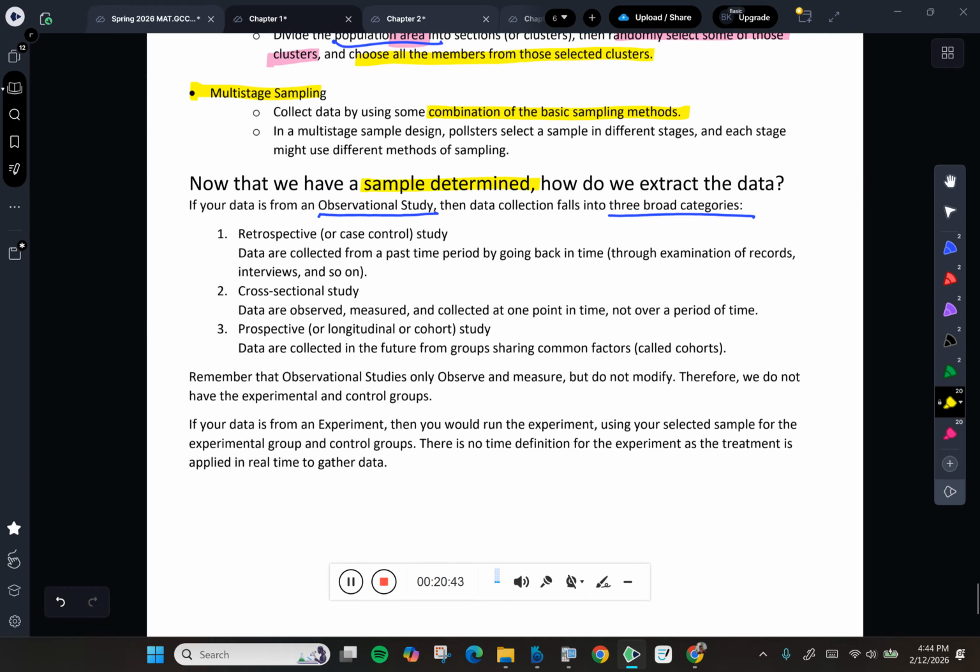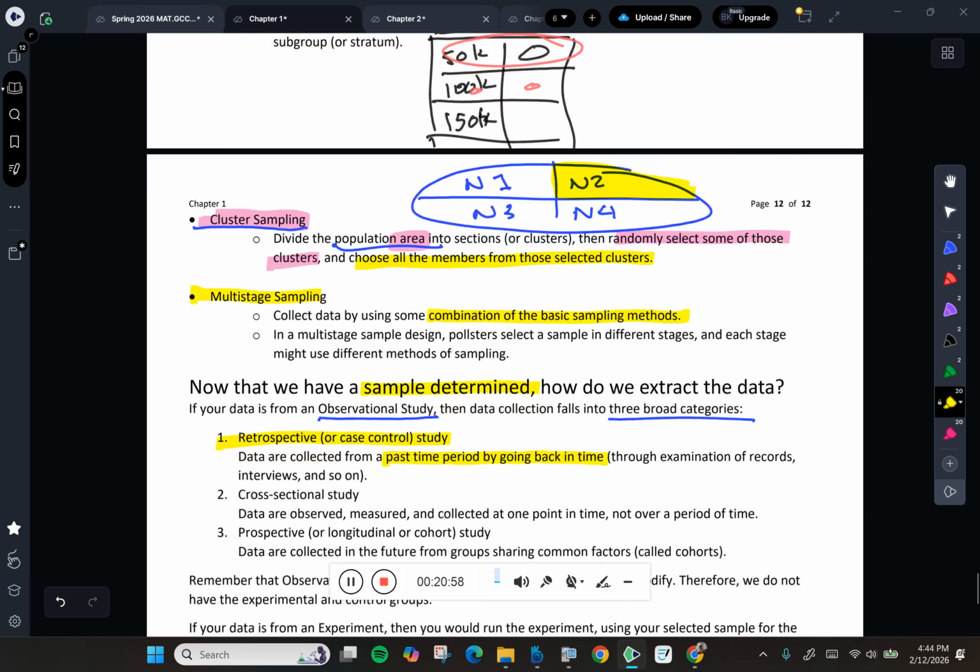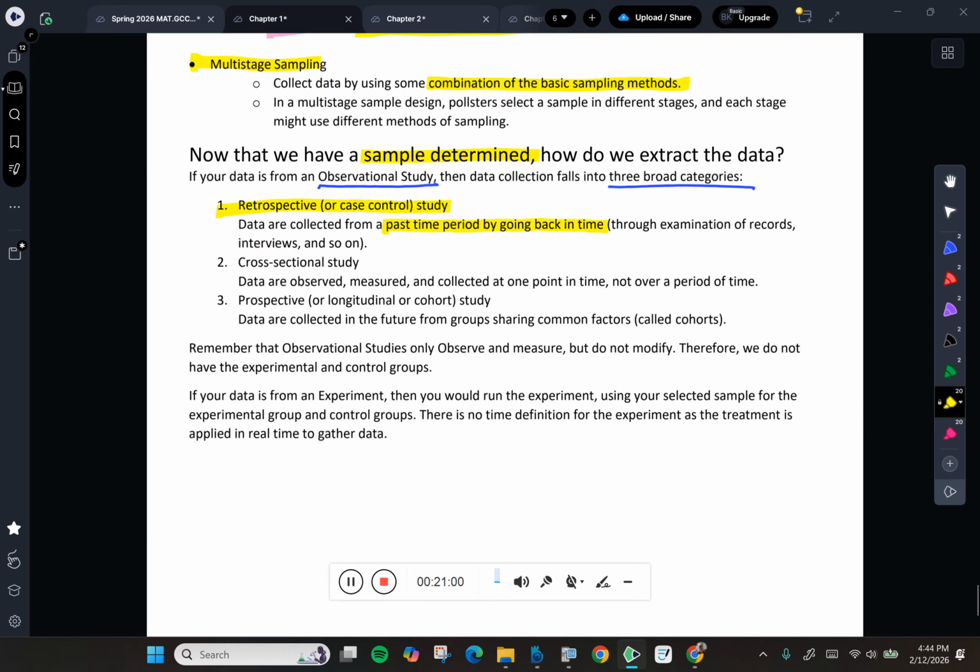One is a retrospective or case control study, where you go gather data from the past and you collect data out of that. Suppose that I'm doing a study on where people emigrated from when they came to the United States. I might go to Ellis Island, look at old records of where people emigrated from, and collect my data there.